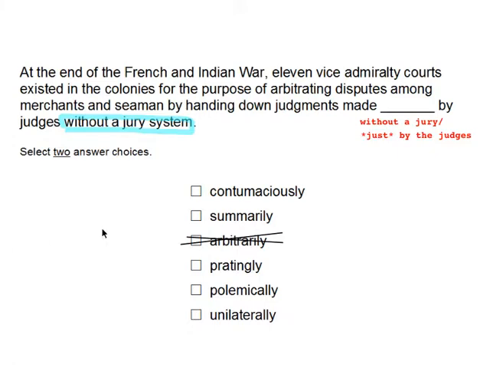And one word that describes that is summarily, summary judgment, the legal definition of the word summary or summarily, as when a judge makes a decision. The other word here that most nearly matches what we want is unilaterally. If there's no jury involved, it's just the judge all by his or her lonesome making the decision. Probably a him at the end of the French and Indian War. I doubt there were women judges.